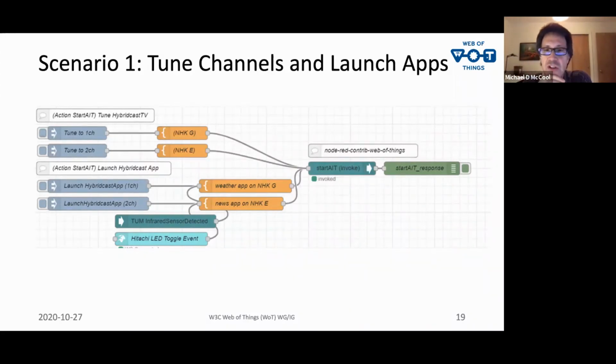These controls may also be driven by input and output devices too. So maybe you launch the weather app when someone enters the room, right, with an infrared sensor. Or maybe if there's new news, you could blink an LED with an output device. Okay.